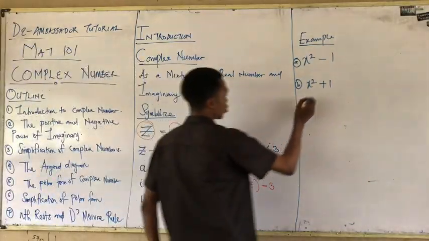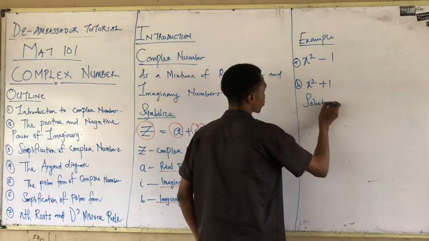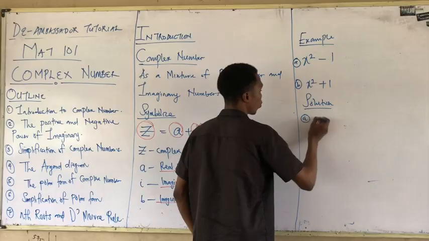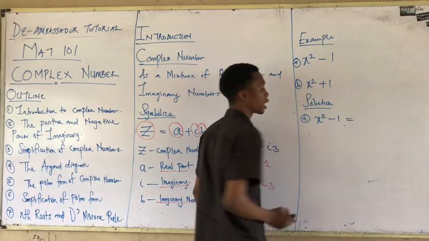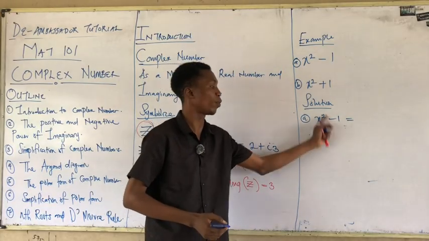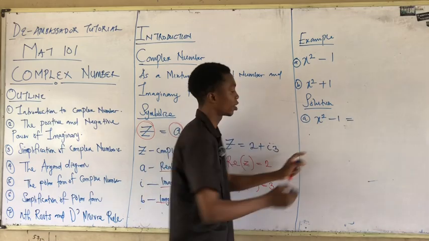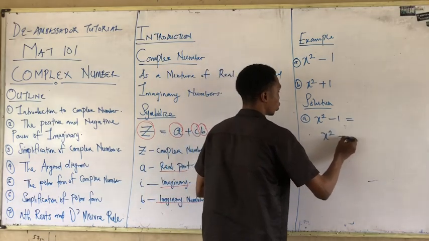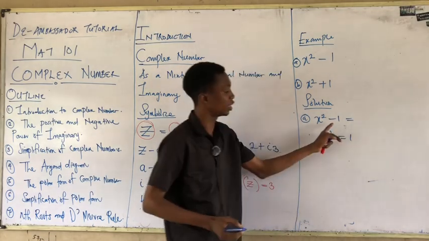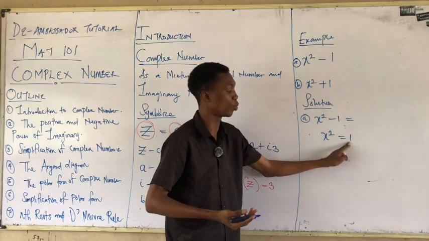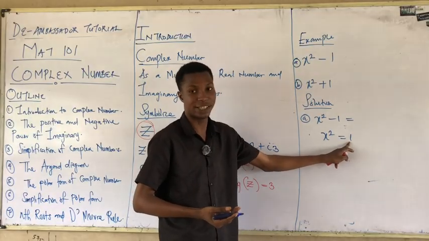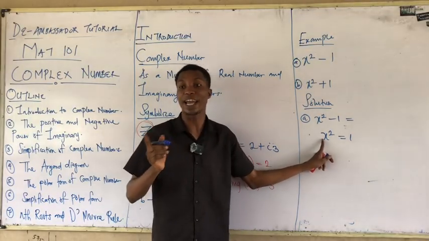So look at this carefully. Solution. I have the first one, x squared minus 1. I want to get my x. What will I do first? I can bring minus 1 to the other side. So I have x squared equals 1, because here it was minus, crossing over to plus. You get it? But the goal is to find x, isn't it?